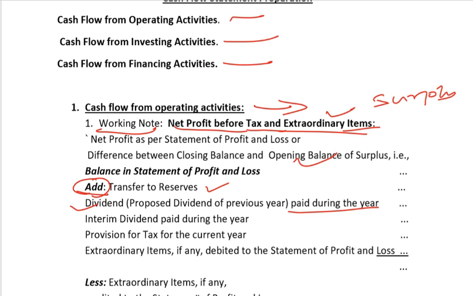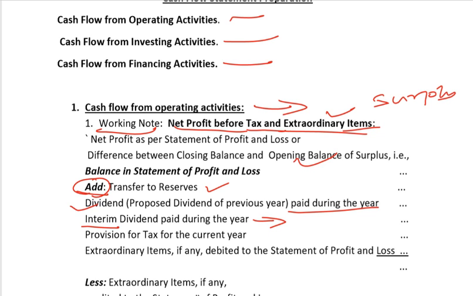Next one is the interim dividend paid. Interim dividend or final dividend, any dividend we are paying, that dividend we have already adjusted in our profit. So we are adding it back here. This also we can show under the financing activity.